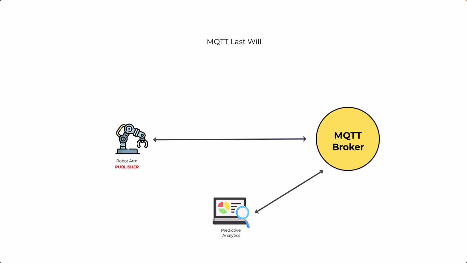Here is how it functions. When an MQTT client connects to a broker, it specifies its last will message, which includes the topic, payload, quality of service, and retain flag. If the client disconnects without proper notification due to, again, a network failure or a crash, the broker detects the loss of connection. It then publishes the last will message to the specified topic, alerting other clients of the client's abrupt disconnection.